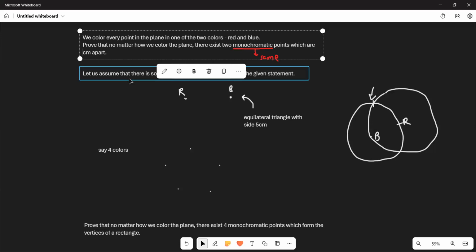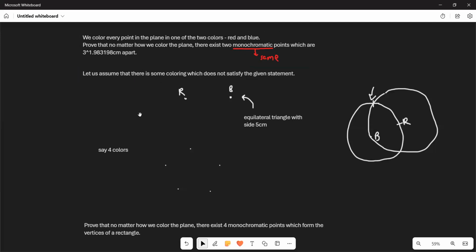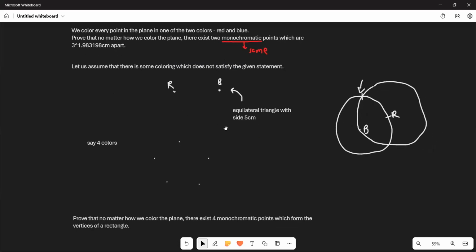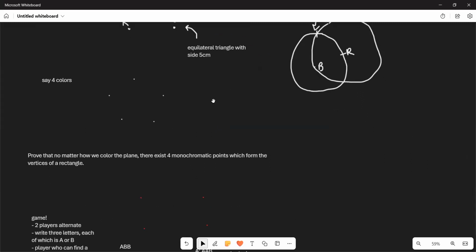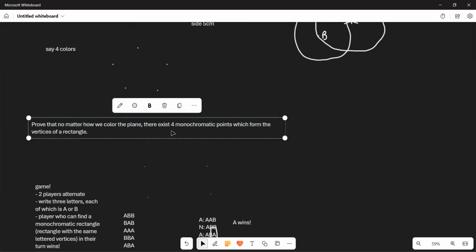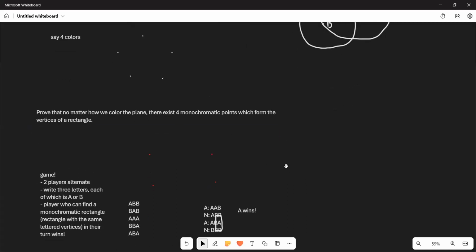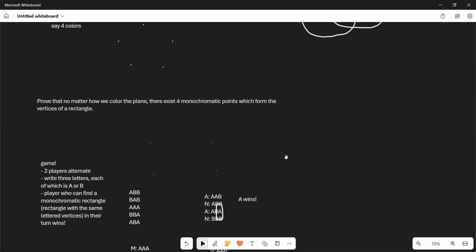You could write some weird number, like 3 raised to 1 point blah blah blah, minus blah blah blah, plus. As long as it's positive, this argument still holds, which I think is very cool. No matter what distance you give me, I'll always be able to find 2 points which are that distance away and are monochromatic. Then we said, no matter how we color the plane, there exist 4 monochromatic points which form the vertices of a rectangle.